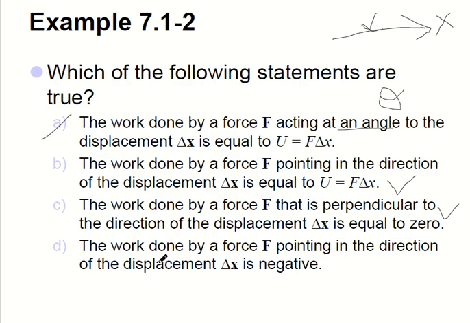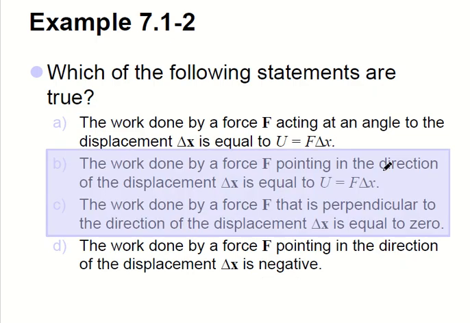It won't go. And the last one is the work done by a force pointing in the direction of the displacement. Delta x is negative. If your force is in the direction of x, it will go in that direction, from the table. It's already told you about that, so it can't be negative because they're going in the same direction. So therefore this is wrong. So this 2 is right. It's correct.